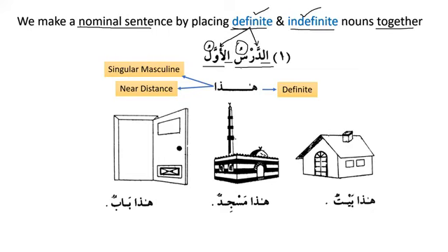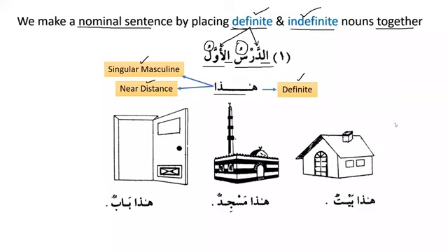Exactly. So that's why we say ad-darsu al-awwalu, lesson 1. And now we can see over here that it starts with the heading. Excellent. So we start with hada. And as we have learned about hada, it's a definite noun, it is singular, it is masculine, and it is used for near distance.